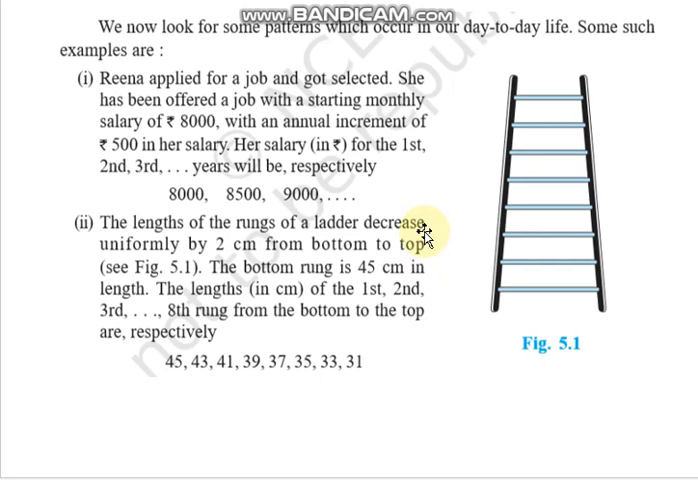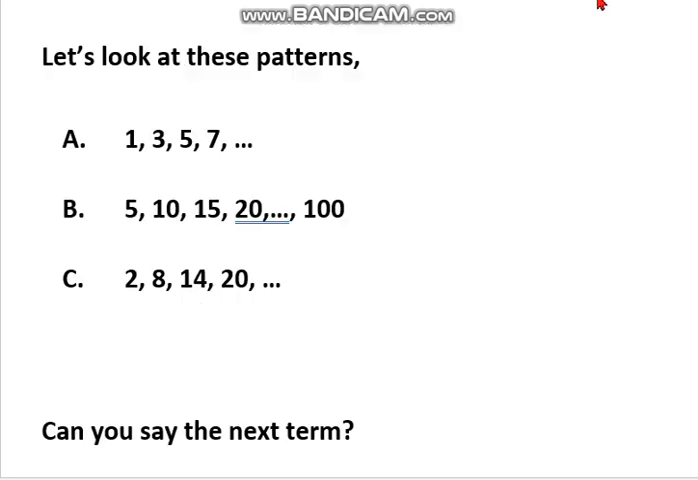Now let us understand arithmetic progression by taking a few examples. Let us look at these patterns. In A, we have 1, 3, 5, 7. In B, we have 5, 10, 15, 20. Here a few terms I have not written and the last term is 100. Then in C, we have 2, 8, 14, 20 and so on. Can you say the next term in each of these examples?